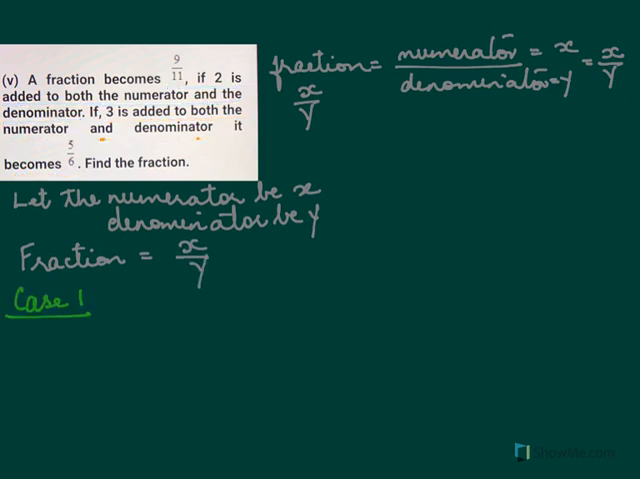In the first case, they said if 2 is added to both the numerator and denominator. So let's do that. Our fraction was x over y, and we need to add 2 to the numerator and 2 to the denominator, that's what they've instructed. It becomes 9 by 11. So this is equal to 9 by 11. This is one equation.